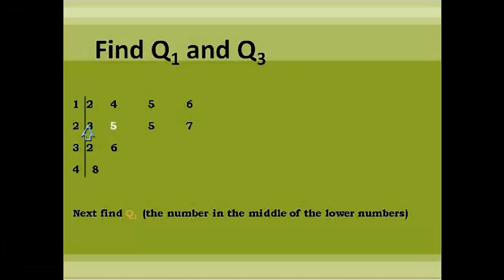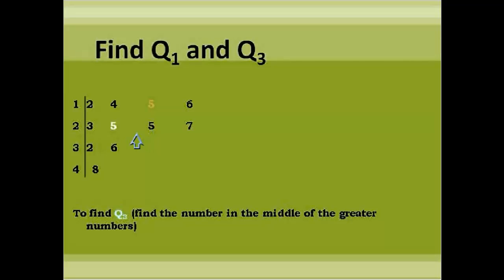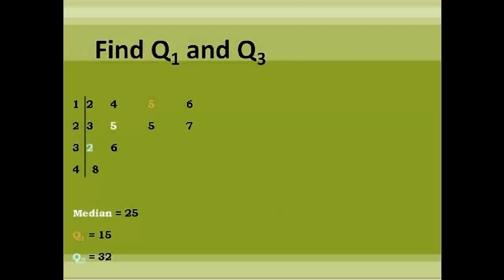There's 1, 2, 3, 4, 5 numbers. So the middle of those is this number right here, 15. That's going to be Q1. And we do the same to find Q3. We look at all the numbers that are greater than the median. So 1, 2, 3, 4, and 5. There's 5 above that median, so we would pick the third number above, in other words, 32 right there.